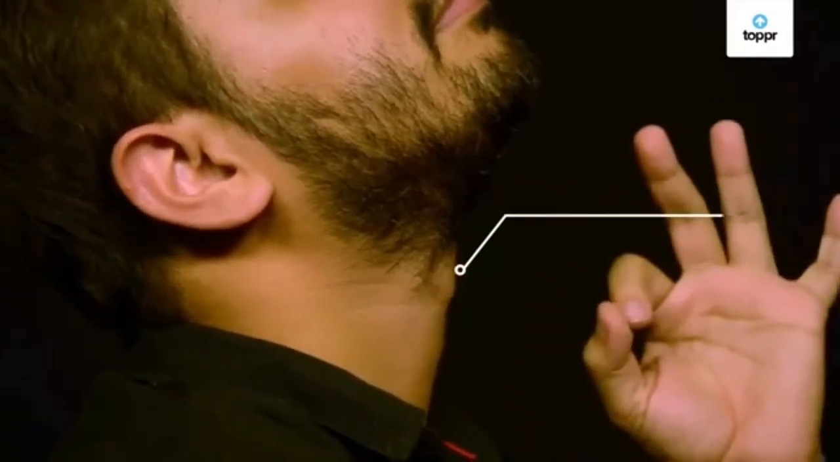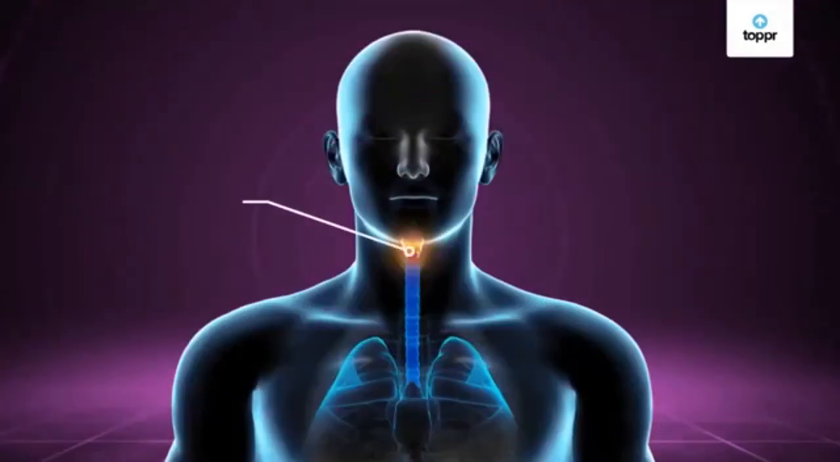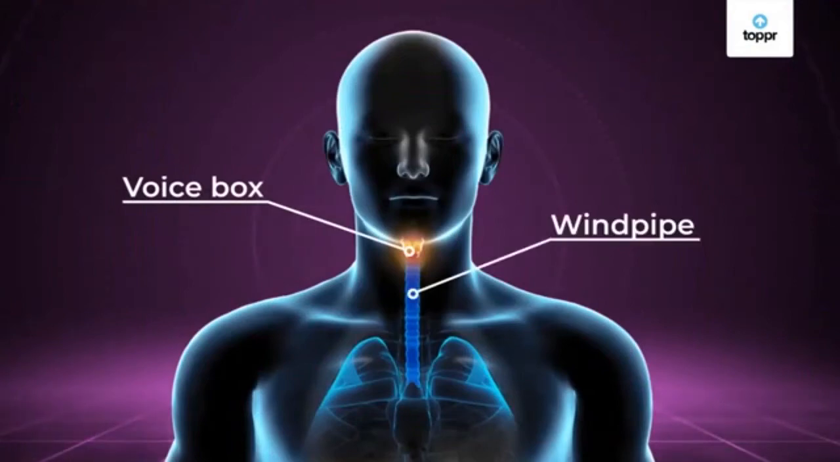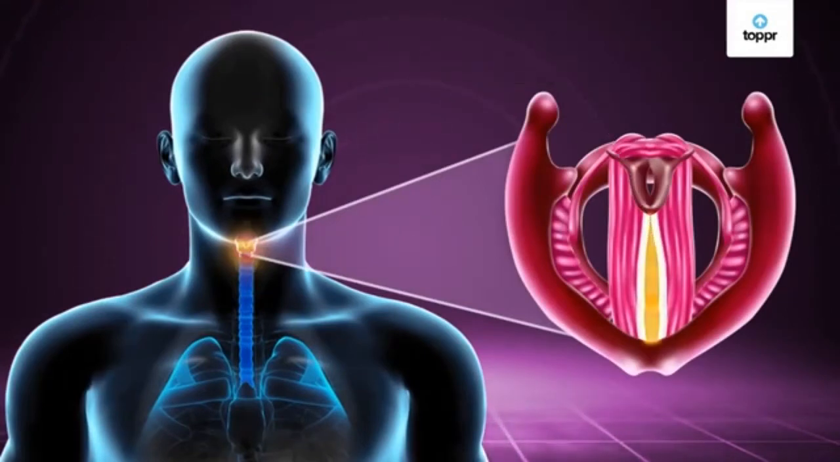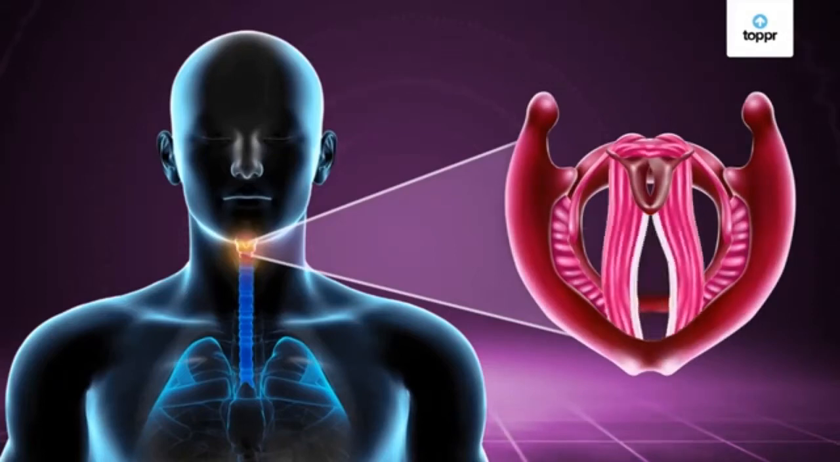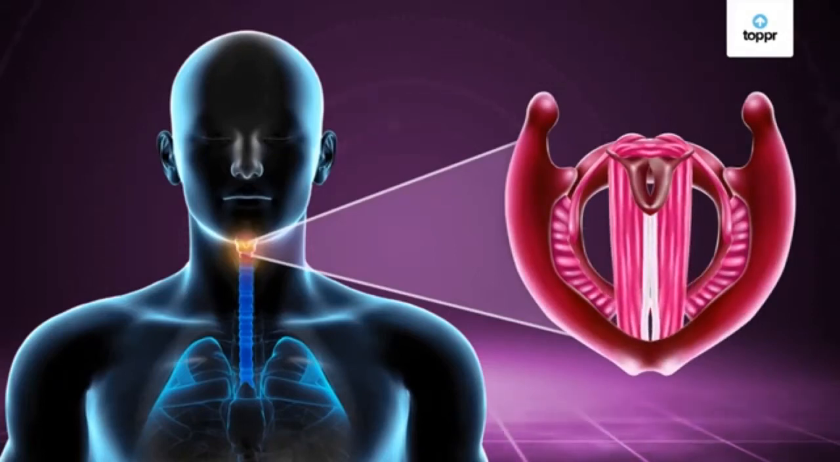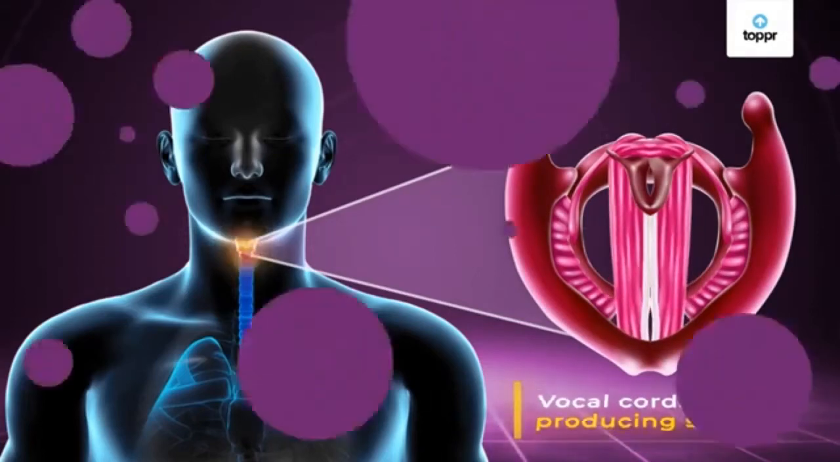You can clearly feel that it is vibrating. To be more specific, it is located at the upper end of the windpipe. Two vocal cords are stretched across the voice box in such a way that it leaves a narrow slit between them for the passage of air. When the lungs force air through the slit, the vocal cords vibrate, producing sound.